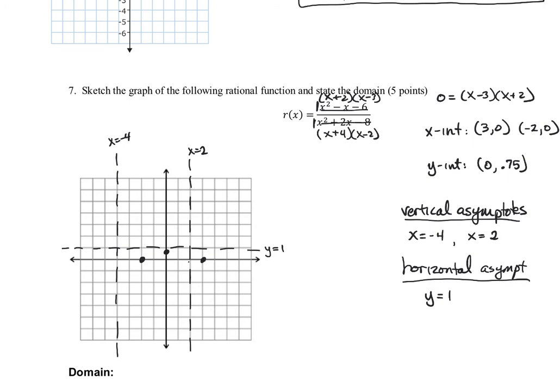So there's step 2. Step 1, finding the intercepts. Step 2, finding the vertical and horizontal asymptote. Now step 3 is just putting the graph together. Because we have 2 vertical asymptotes, that's going to separate the graph really into 3 parts.